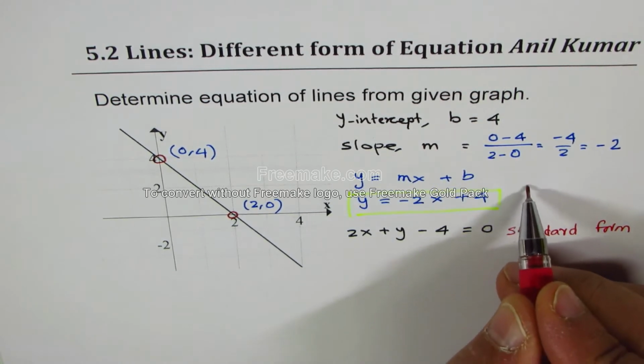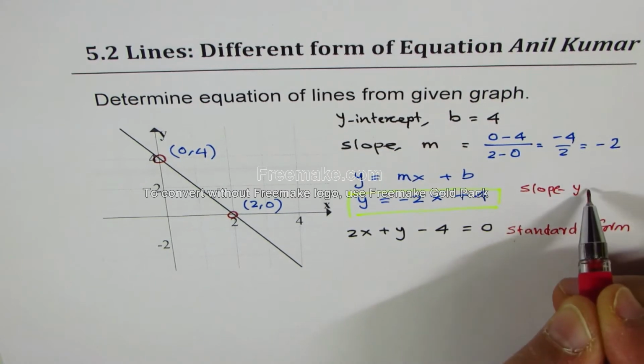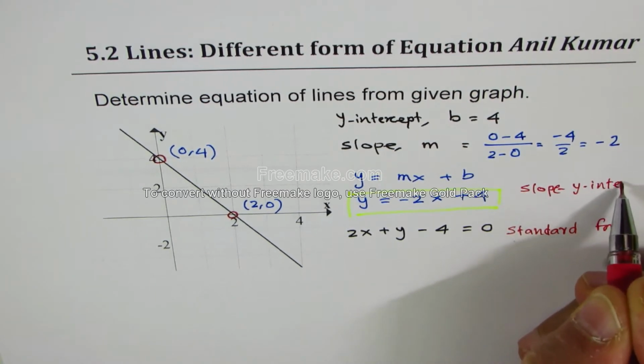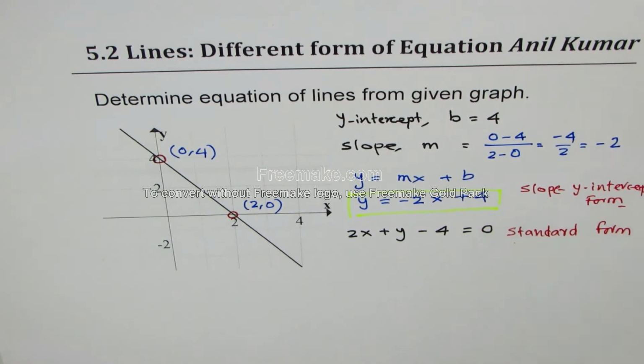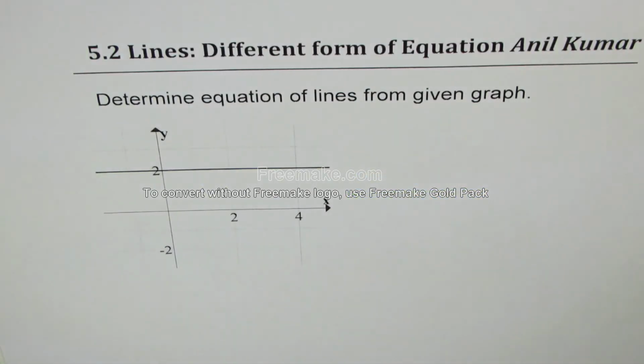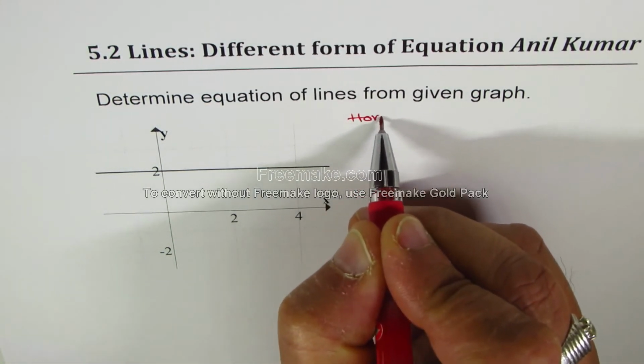The earlier was in slope-y-intercept form, correct? Let's take one more example, and this time we have a horizontal line. So these are different lines which you could get. So we are now working on a horizontal line.